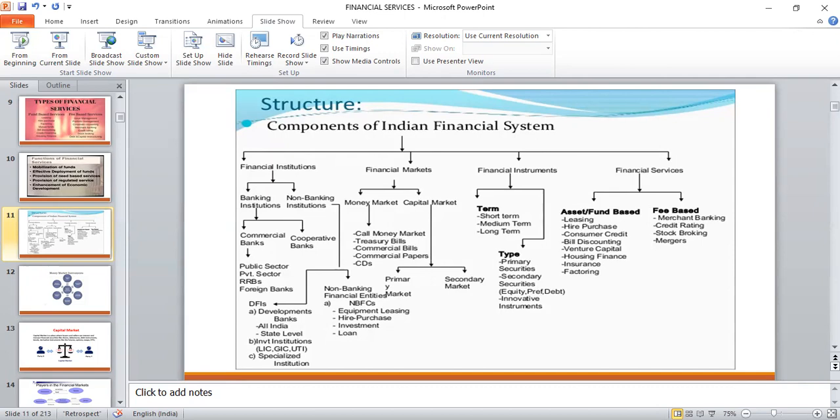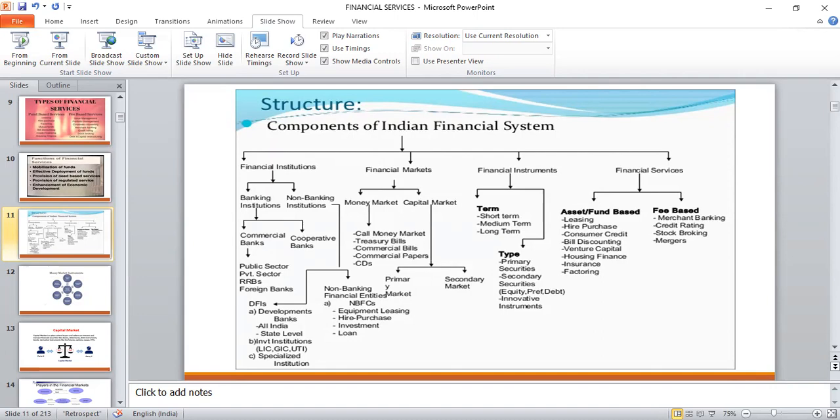So now the financial instruments. They are split into 2 types, on the basis of term and on the basis of type. On the basis of term, they are short term, medium term, and long term. On the basis of type, it is either a primary security or a secondary security. Fine. And the financial services we already discussed in the types of services, which are fund-based and fee-based. So this is the actual structure of the Indian financial system. In the exam, only the types of financial services will be asked, but I just want to show this structure of the Indian financial system.